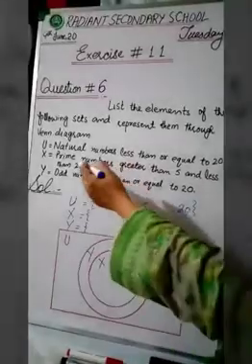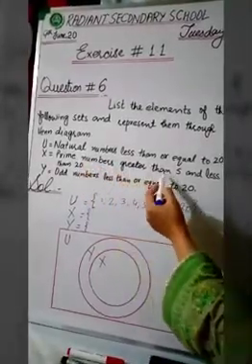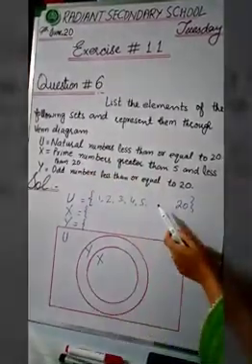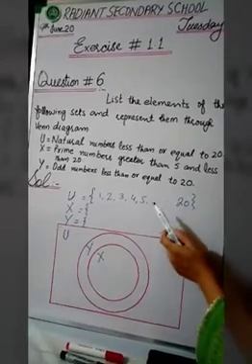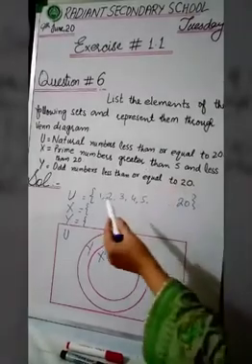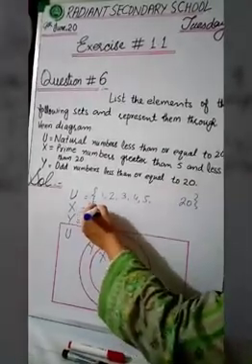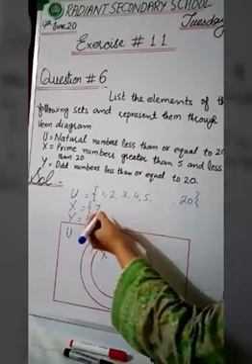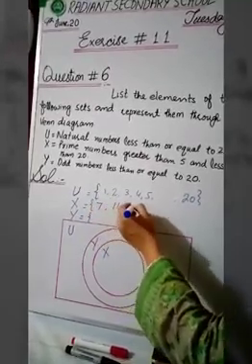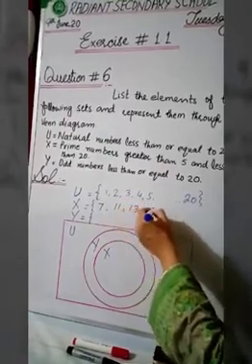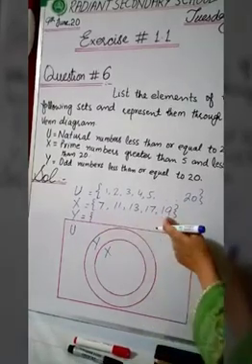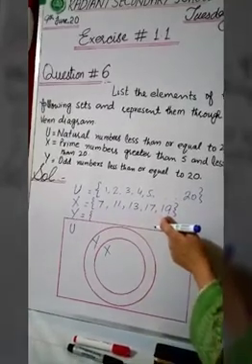Now look at set X, that is the set of prime numbers greater than 5 and less than 20. You know about prime numbers. Prime numbers are those numbers which are only divisible by 1 and itself. But here you have to write only those prime numbers which are greater than 5 but less than 20. So the prime number that is greater than 5 is 7. Let's start from it: 7, 11, 13, 17 and 19. These are all the prime numbers which are greater than 5 but less than 20.